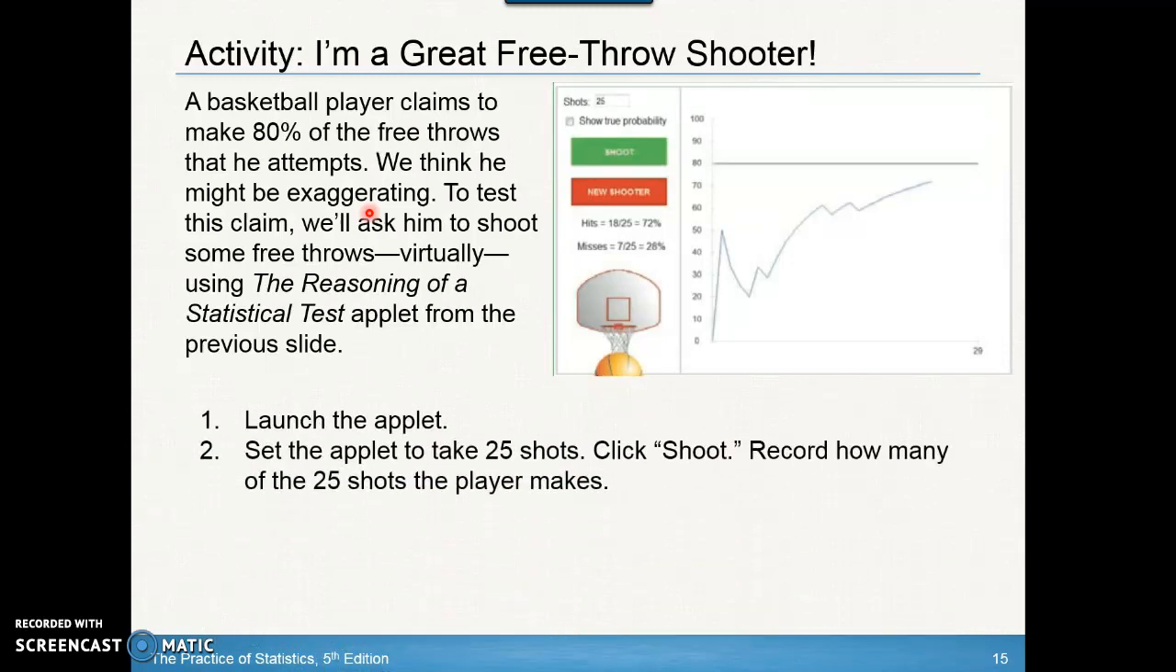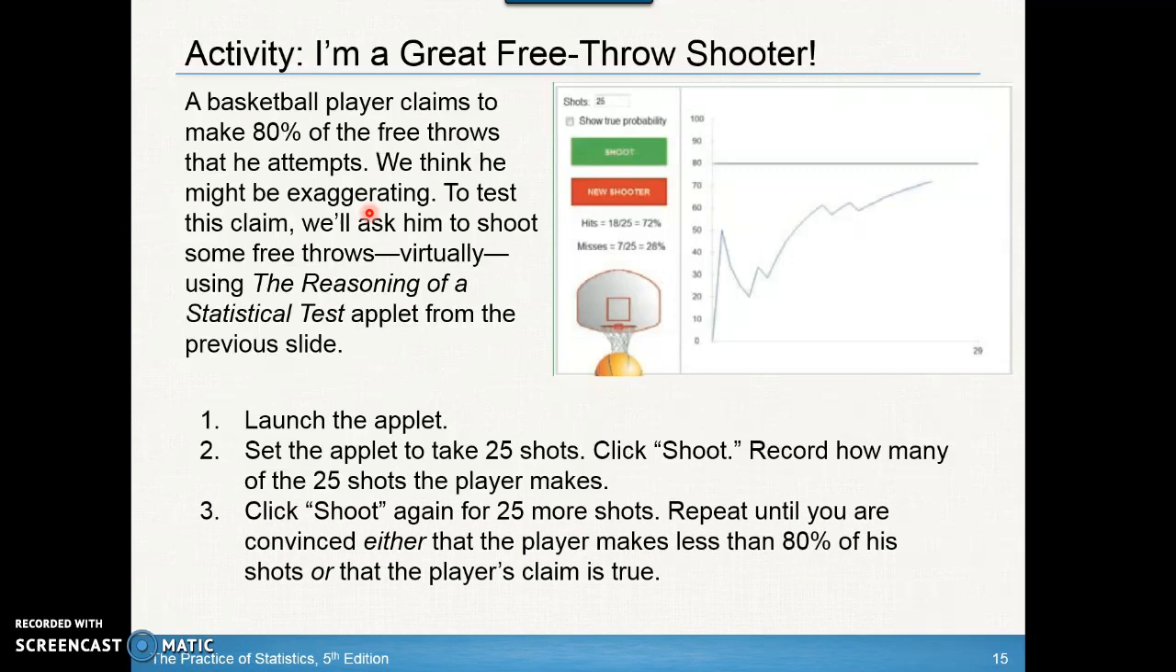Okay, so you're going to launch the applet, set the applet to take 25 shots, click shoot, and record how many of the 25 shots the player makes. Click shoot again for 25 more shots. Repeat until you're convinced either that the player makes less than 80% of his shots or that the player's claim is true and he makes about 80% of the shots. Just go ahead and try that. Okay, and then click show the true probability and just determine whether or not you were correct in stating that he actually made 80% of the shots or he made less than 80% of the shots.